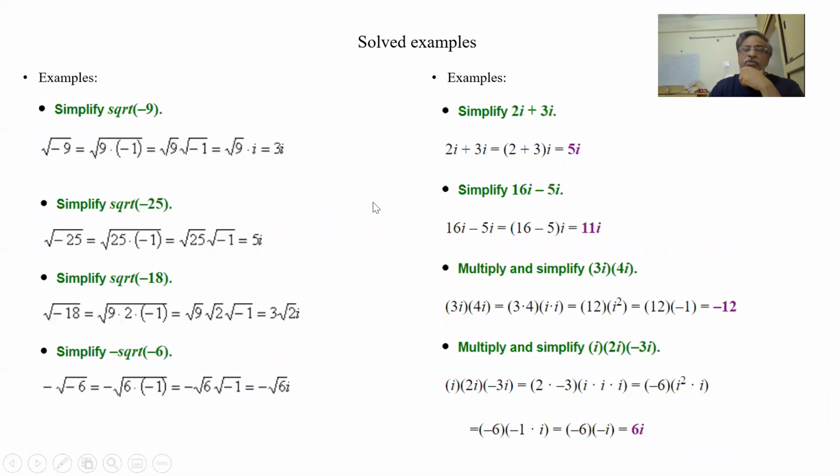Let us see some more examples on i. Suppose, what is the square root of minus 9? Root of minus 9 can be given as root of 9 into minus 1. So root of minus 1 is my i. i squared is minus 1. Root of minus 1 is i. So this is 3i.